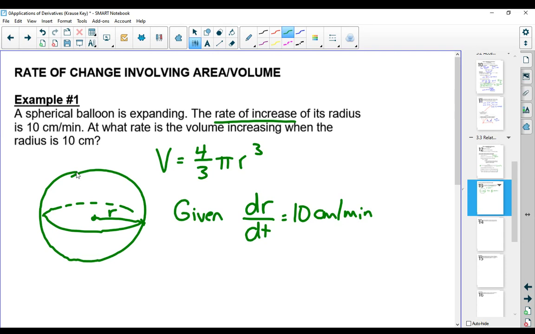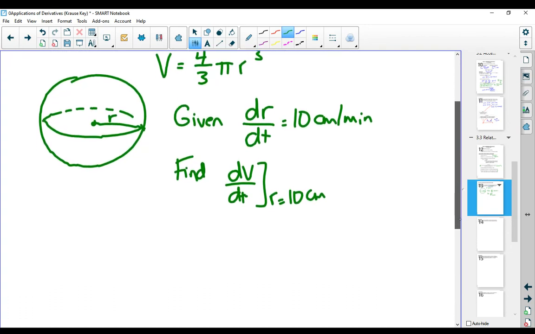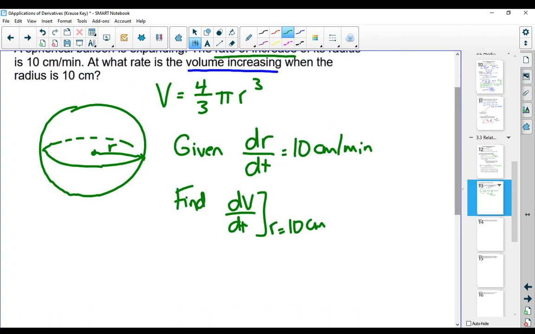And we're asked at what rate the volume is increasing when the radius is 10 centimeters. So we're being asked for the rate of volume. We're asked to find dV/dt when the radius is 10 centimeters. Make sure you don't mix up the rate of 10 centimeters per minute, which is different from the instantaneous radius of 10 centimeters. All right, so we have the volume of the sphere is 4/3 pi r cubed. We have the rate that we're given, and the rate that we're looking for.